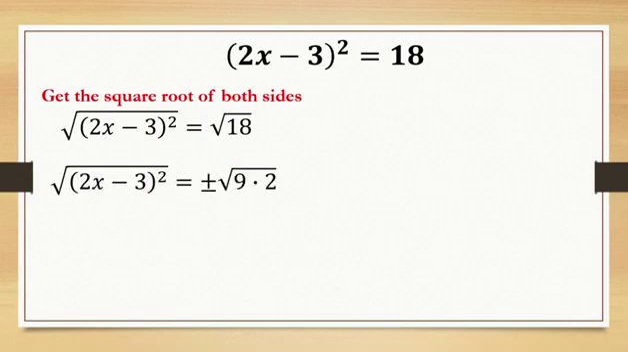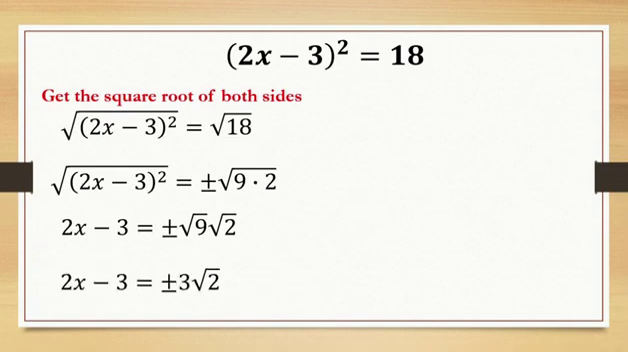So, yung 18 is not a perfect square. So, hanap tayo ng factors na merong perfect square kay 18. So, we have now 9 times 2. Si 9 ay perfect square. So, magiging 2x minus 3 is equal to positive or negative square root of 9 times square root of 2. Since again, si 9 ay perfect square, pwede na natin siyang ilabas. Magiging 2x minus 3 is equal to positive or negative 3 square root of 2.